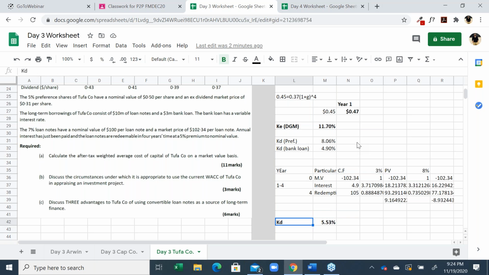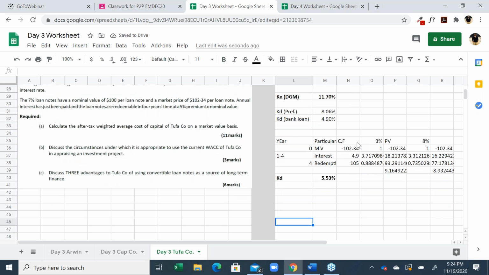Okay, now let's calculate weighted average cost of capital. And we have to first calculate market values, and then we need to calculate the weighted average cost of capital. So we have equity, we have preference shares, we have bank loan, and we have loan notes. 4 sources of finance. And let's first write cost of each, just referring to the already calculated values.